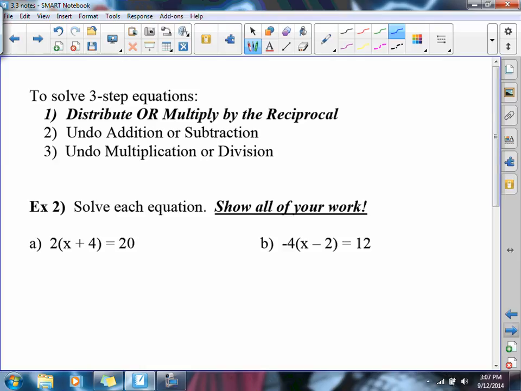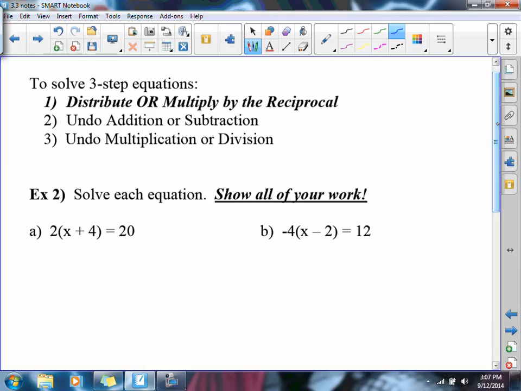And when we're solving 3-step equations, you're going to have one extra step first before we undo the addition and subtraction and then undo the multiplication and division. And that new step is going to be to either distribute or multiply by the reciprocal.